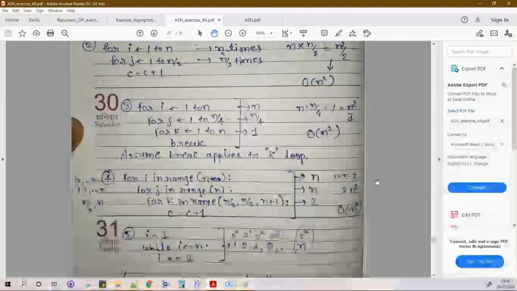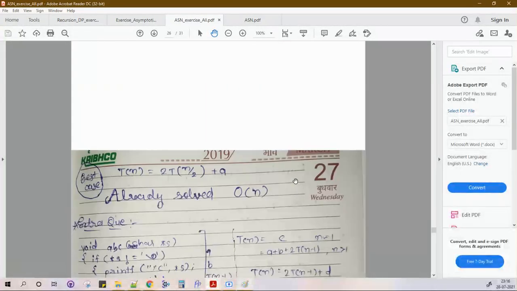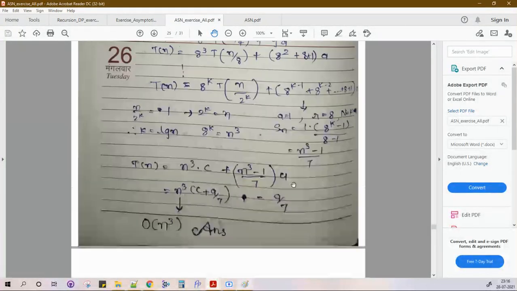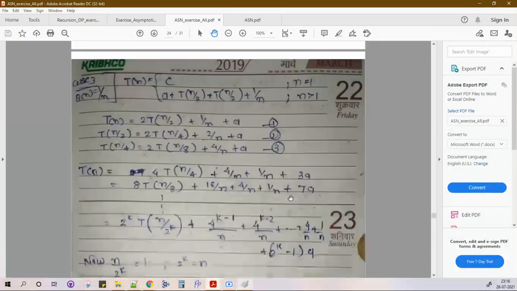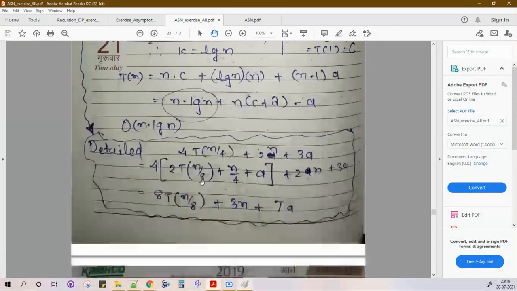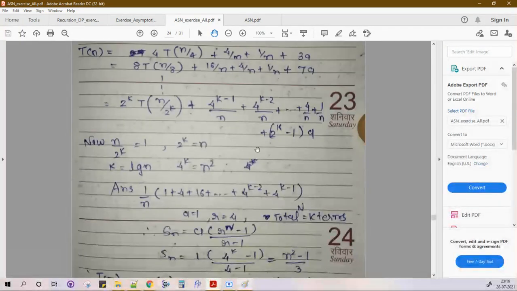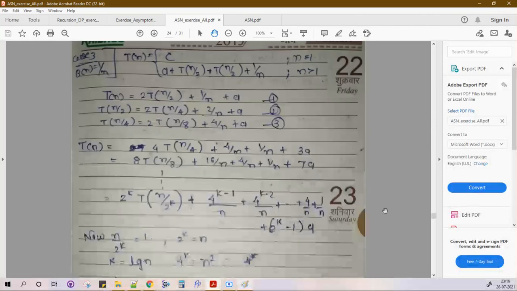Let's start with a fresh mind. The next question. What is already solved? Oh, not this one. I'm not going to take this. And this is really, you can say, a monster one.